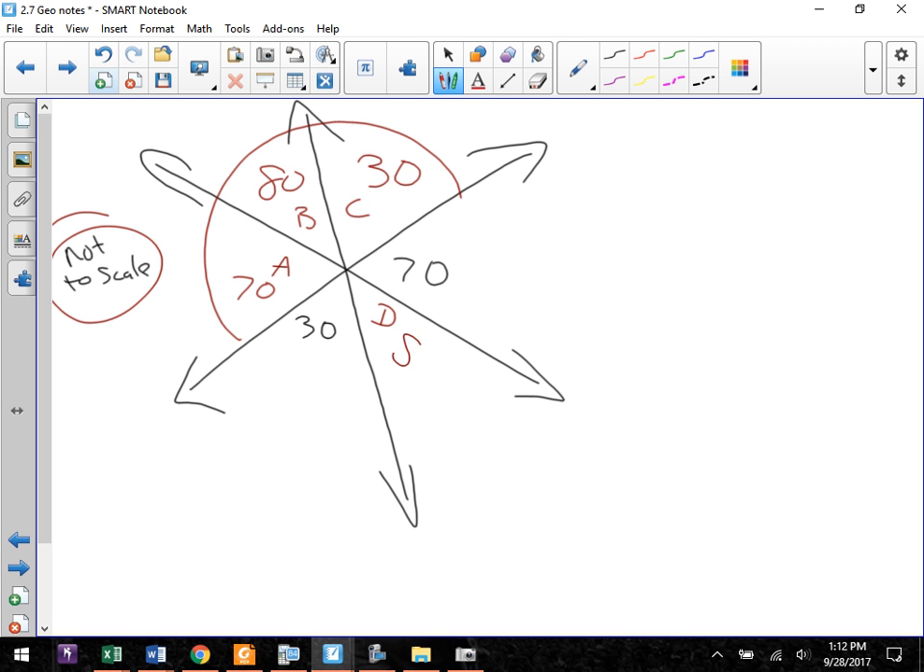Now, what you were saying isn't wrong, but you would have to do a lot more math. You'd have two angles that are the same, so it would be 2x plus 30 plus 70 plus 30 plus 70 equals 360. It would have to get there. There wasn't anything wrong with it.